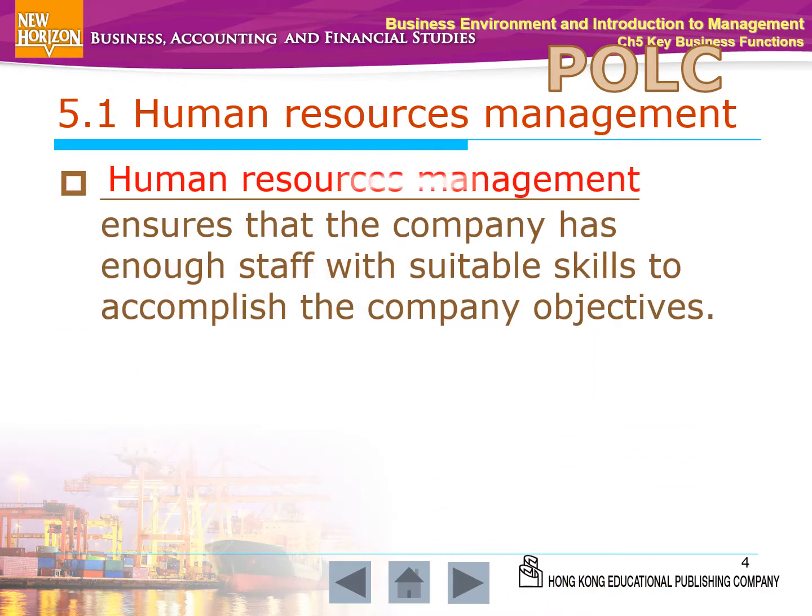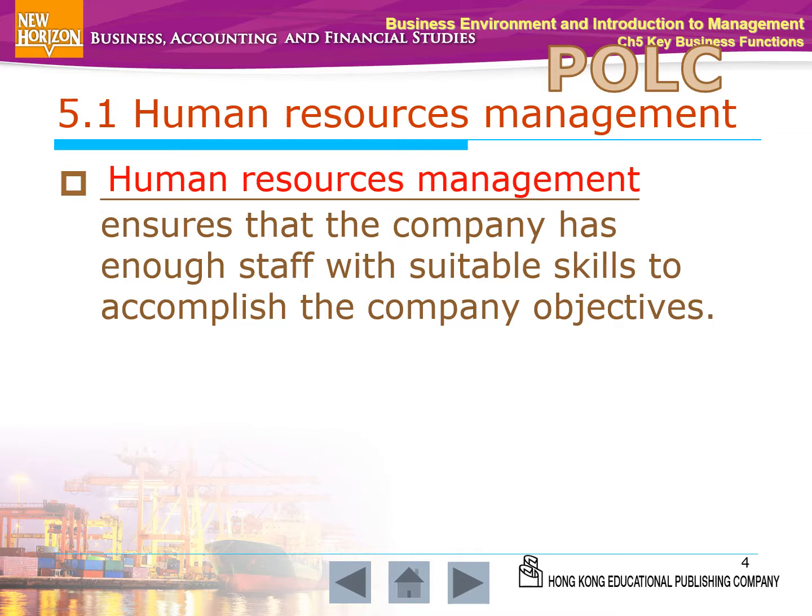First one, human resources management ensures that the company has enough staff with suitable skills to accomplish the company objectives. As you know, what management would do is to achieve the company goals. In other words, we call it accomplishing company goals. So these functions aim to achieve the company goals. So they play different kinds of roles.